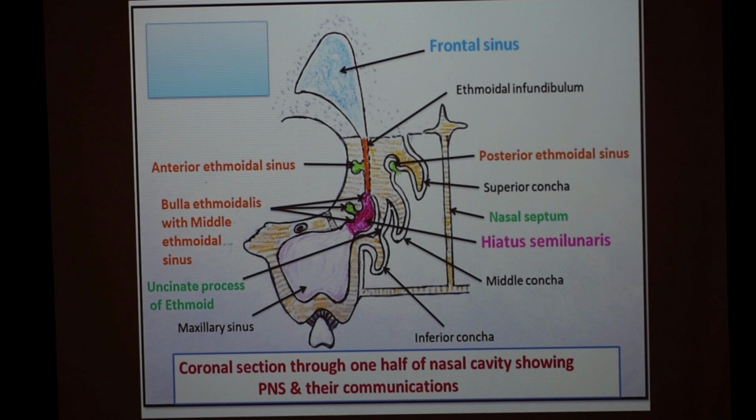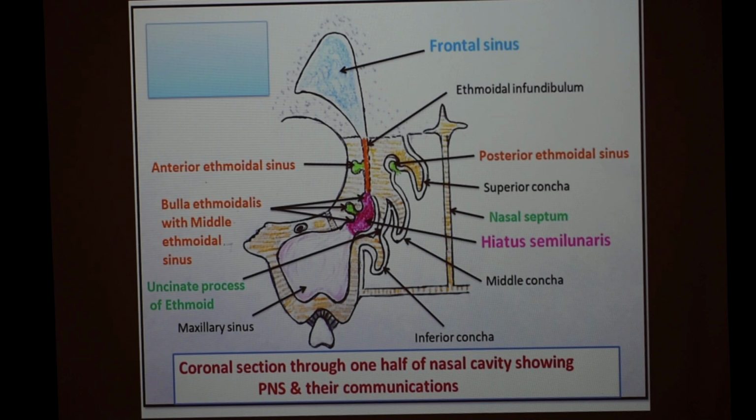Now we discuss the paranasal air sinuses one by one. First of all, the frontal air sinus. The frontal air sinus is located between the outer and inner tables of the squamous part of the frontal bone. It is somewhat triangular in shape. In addition to this upward extension, the frontal air sinus also extends backward along the medial part of the roof of the bony orbit. This one is the orbit. So it lies above the orbit.